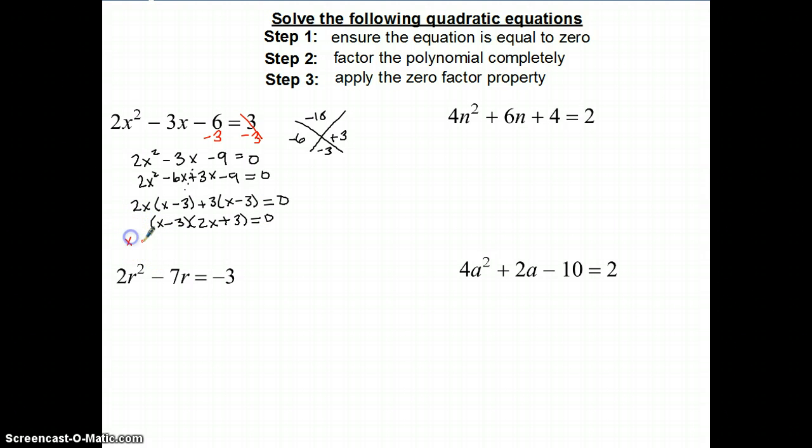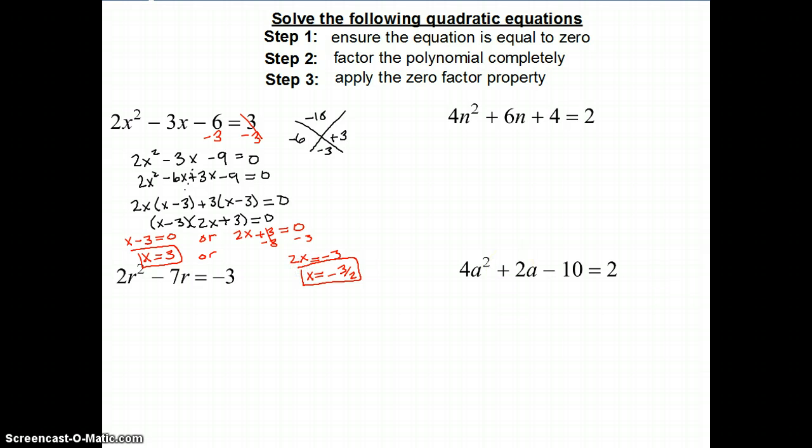My first factor of x minus 3 I will set equal to 0. Or I may also have a solution where 2x plus 3, or that second factor, is equal to 0. Solving the left, I find that x may equal 3. Or, on the right, I'm going to first subtract 3, and then I'll divide by that positive 2 in front of my x to get x equals negative 3 over 2. So my 2 solutions are x equals 3 or x equals negative 3 halves.